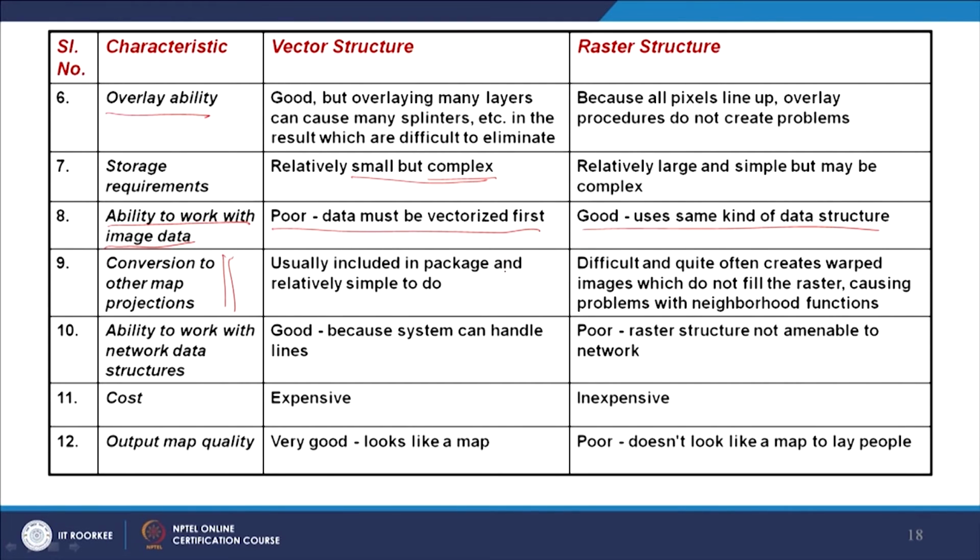Most of the GIS software will provide tools to convert from one map projection to another. But in case of raster, it is having a little difficulty to convert from one format to another, because their boundary areas, margins will have big problems there. Now, another characteristic is the ability to work with network data structures. Raster is very poor because it is continuous data, whereas vector is good, because like a stream network or power grid network, it is very good.